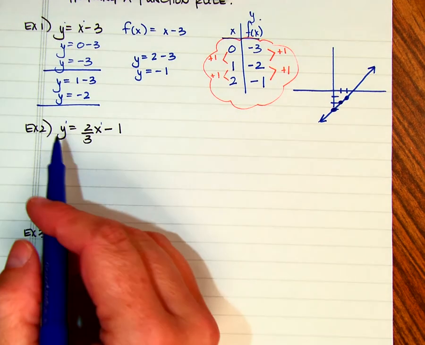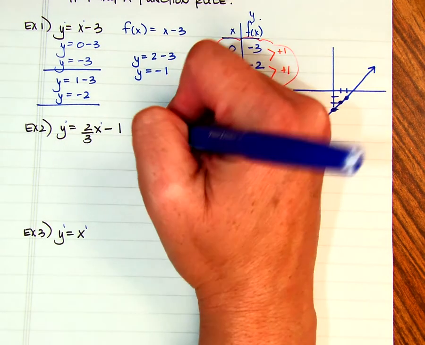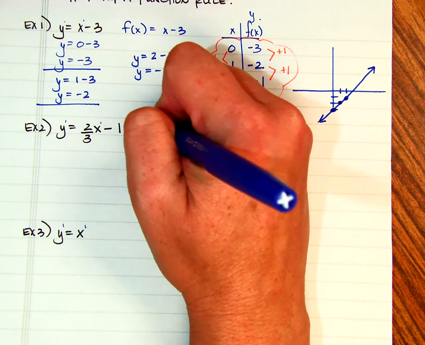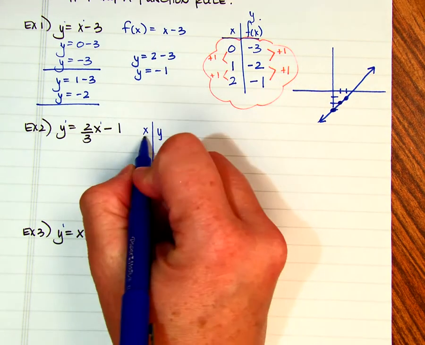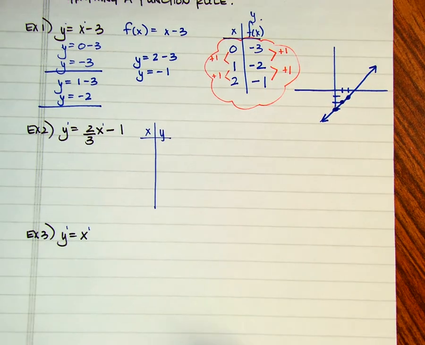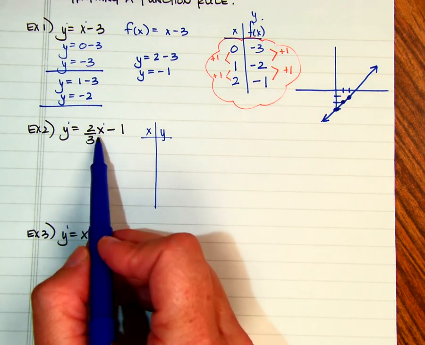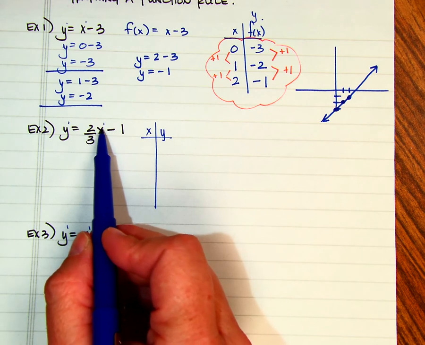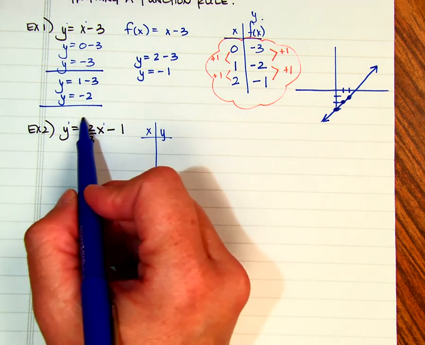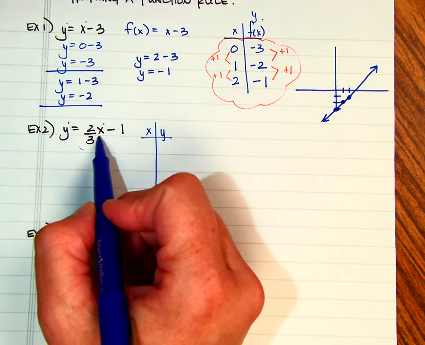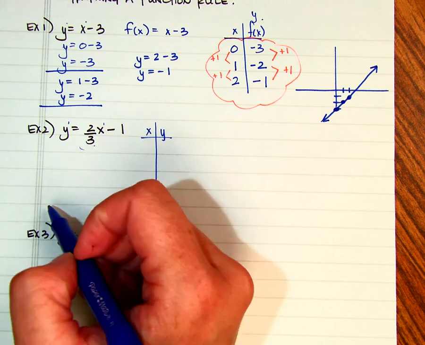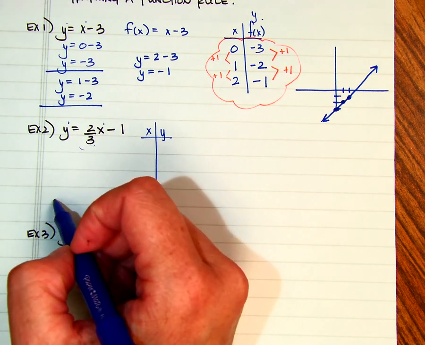If you look at example 2, so if we have x and y, or x and f of x, however you want to look at it, this one's a little bit more challenging, and a lot of you are kind of freaking out right now because of this fraction. What you need to remember is it's the fraction we don't like. Okay, so we just need to pick out good numbers that would help me get rid of it.